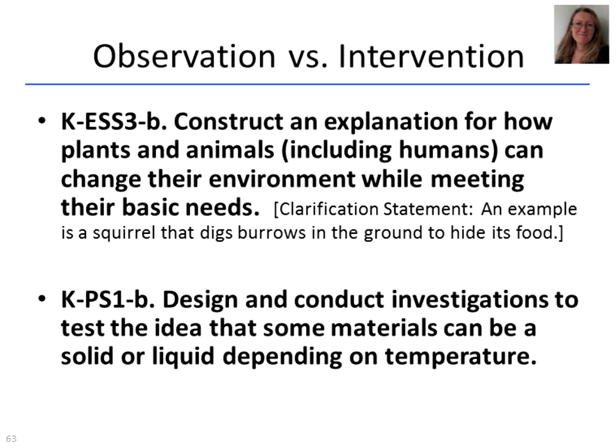So here are some of the kindergarten performance expectations. In the first one, we're asking that students construct an explanation for how plants and animals, including humans, can change their environment while meeting their basic needs. And their clarification statement was an example of a squirrel that digs or burrows in the ground to hide its food. So there, you're not going to be creating an experiment. You're going to need to observe, and it is going to have that before and after. It wasn't there, it is there now, or this is what the animal's done.